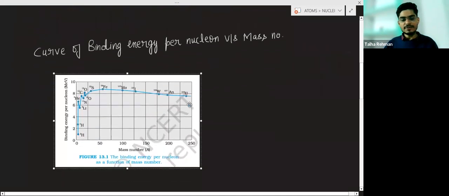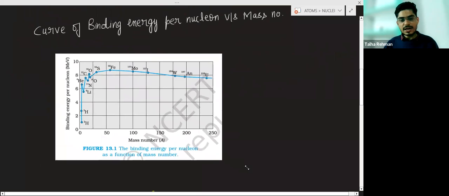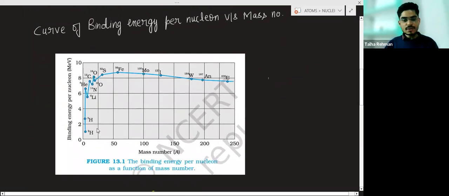So basically this is the graph. I took this graph from the NCERT. So now you can see this graph. This graph is between the binding energy per nucleon, in mega electron volt, and the mass number: 0, 50, 100, 150, 200, 250. Now you can see for mass number 0 to 50, binding energy per nucleon is increasing. Now from 50 to 238, the binding energy per nucleon is decreasing.